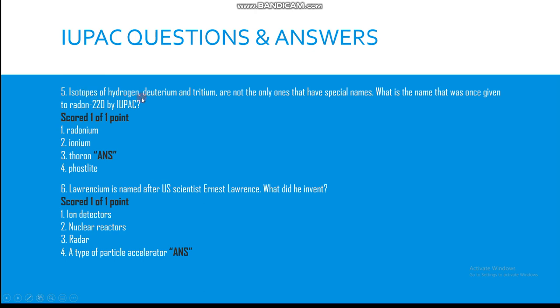Number five, isotopes of hydrogen, deuterium and tritium are not the only ones that have a special name. What is the name that was once given to radium-220 by IUPAC? Thorium. Number six, lawrencium is named after U.S. scientist Ernest Lawrence. What did he invent? A type of particle accelerator.